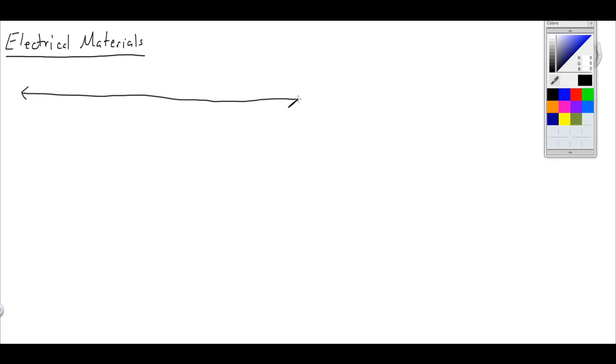All right, so let's talk about electrical materials. If we were to try to pass electricity through various objects, we'd find that some of them are very good at passing electricity, and some of them are very bad. This is actually a broad spectrum of what we call conductivity.